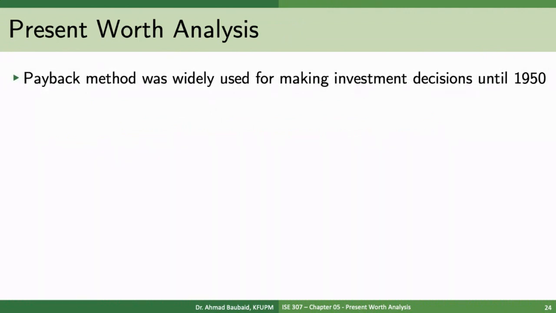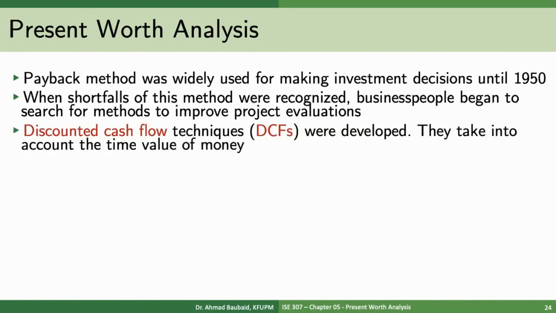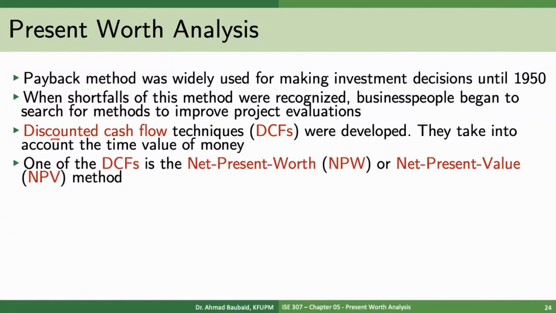So payback method was widely used until like 1950, and they recognized that it had flaws, so they needed a different approach. And they had a bunch of techniques that are called discounted cash flow techniques. Of course, discounted just suggests that they take into account the time value of money, right? And one of these discounted cash flow techniques is the net present worth, or net present value. So NPW, NPV, they mean the same thing.